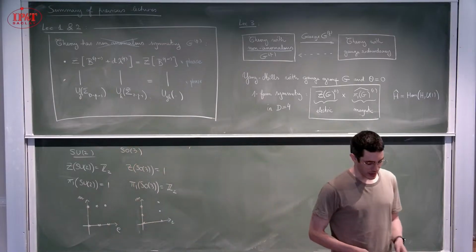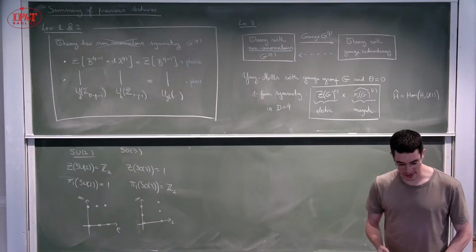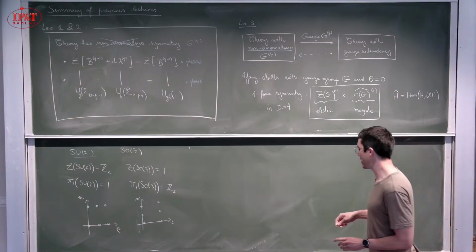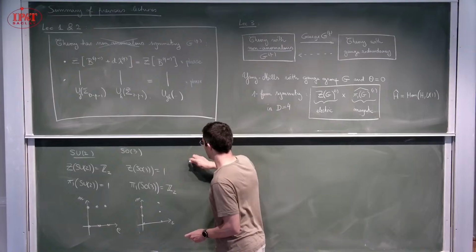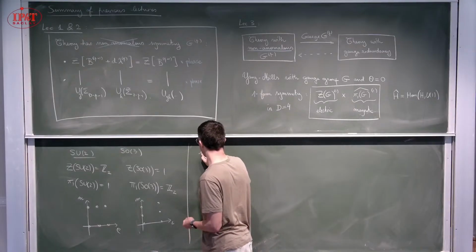And these lines, they can serve as a diagnosis of the phases of the gauge theory. And so that's one thing. So again, I want to briefly comment on this. So what is the fate of the one-form symmetry?